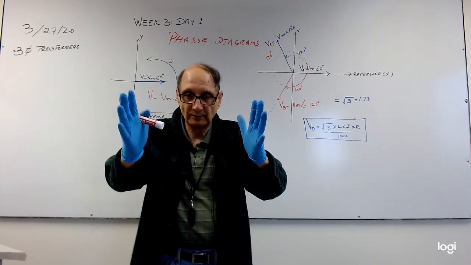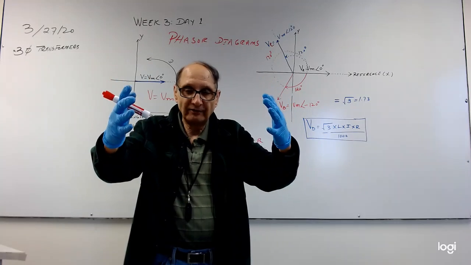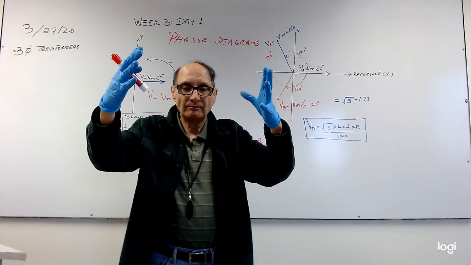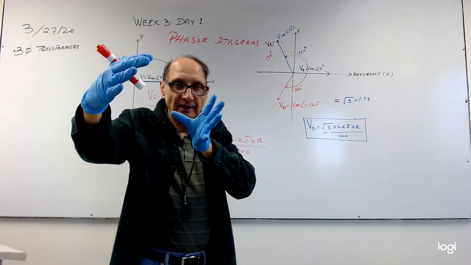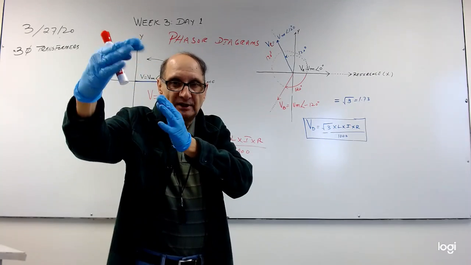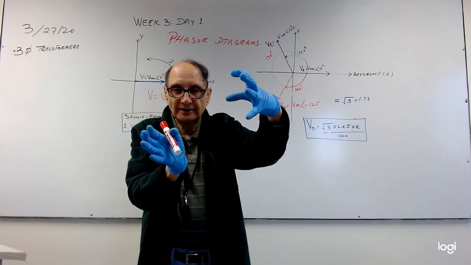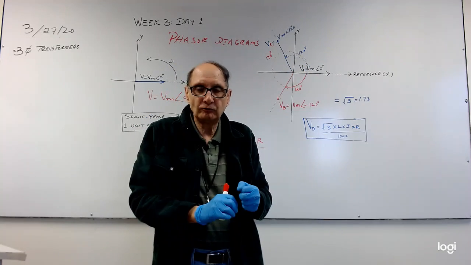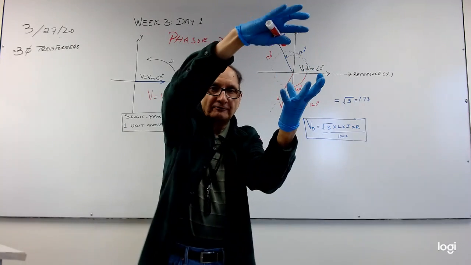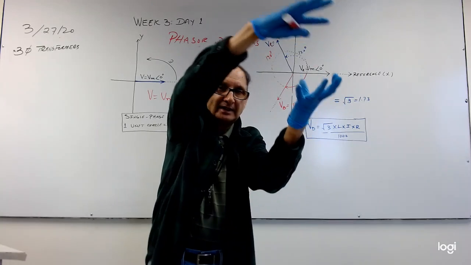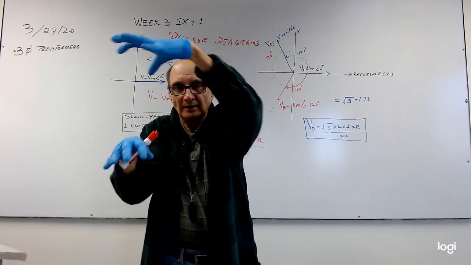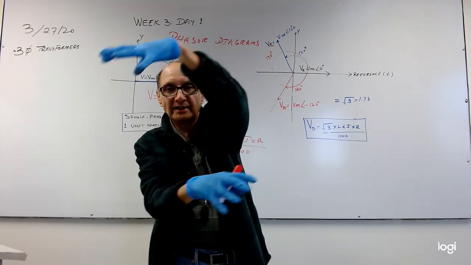Just as long as you remember, in a three phase, the angular difference between A and B is 120. The angular difference between B and C is 120. The angular difference between C and A is 120. So basically what you do, you complete the entire circle.